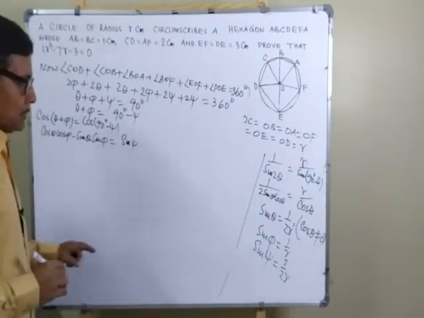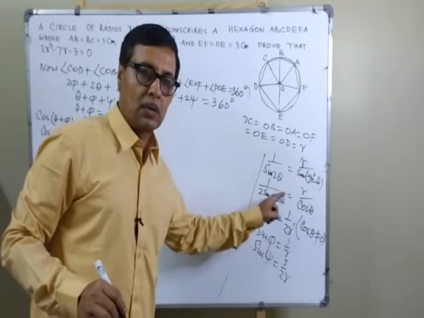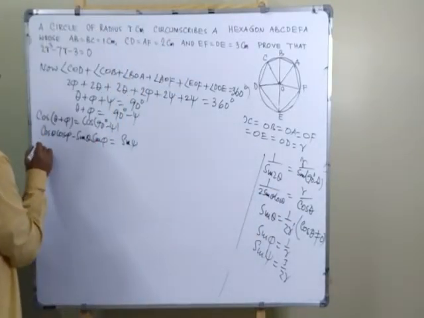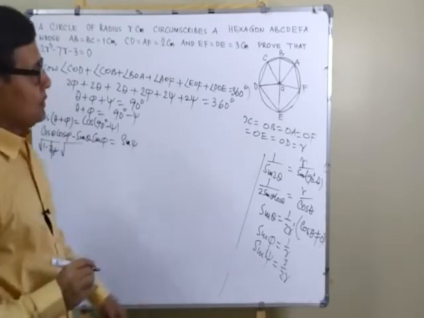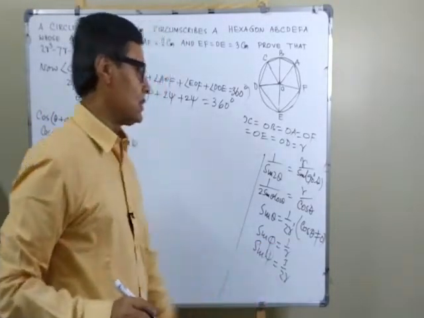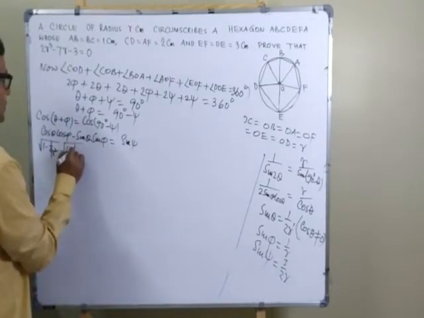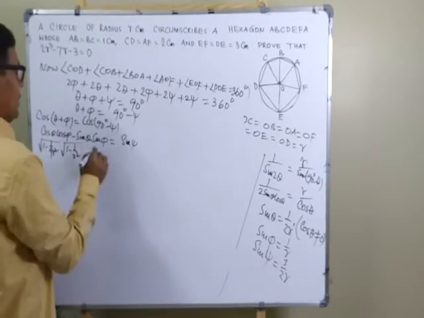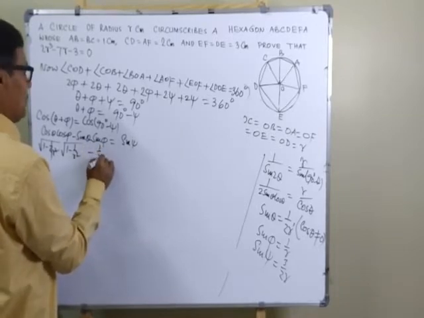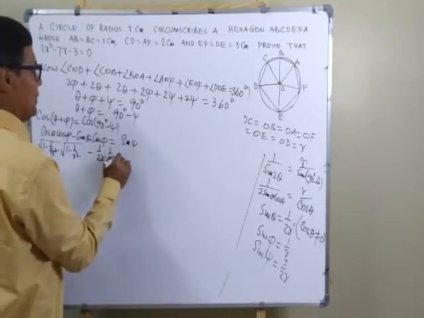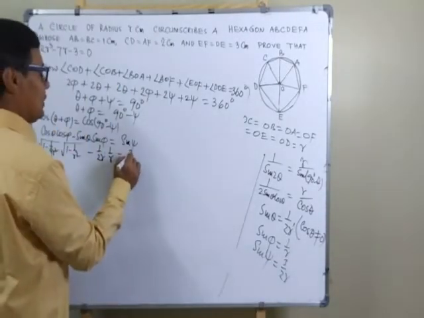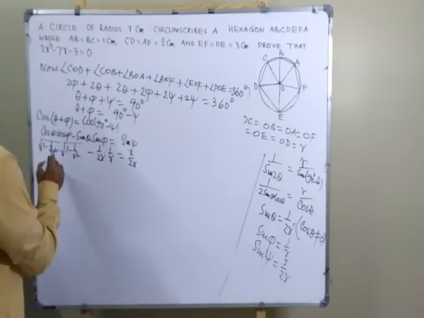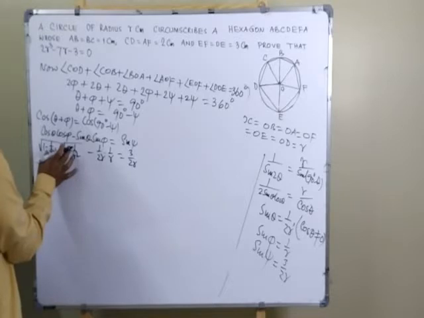Now sin theta is 1 over 2r, so cos theta is equal to square root of 1 minus 1 over 2r square, that is root of 4r square minus 1 over 2r. Sin phi is 1 over r, so cos phi is equal to square root of 1 minus 1 over r square, minus sin theta is 1 over 2r, sin phi is 1 over r, sin psi is equal to 3 over 2r. Now we can simplify this.